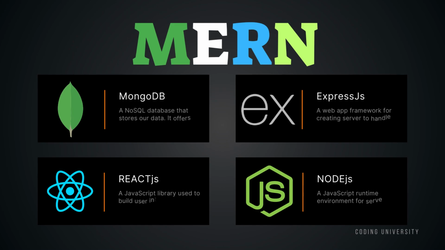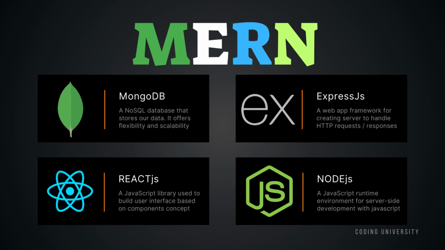The M stands for MongoDB, which is a NoSQL database that stores our data. The E stands for Express.js, a web application framework for building the backend. The R stands for React, which is a JavaScript library for building user interfaces on the front end. And the N, of course, stands for Node.js. That is very important, actually. It runs everything on the server. So it's a JavaScript runtime environment for server-side development, Node.js.